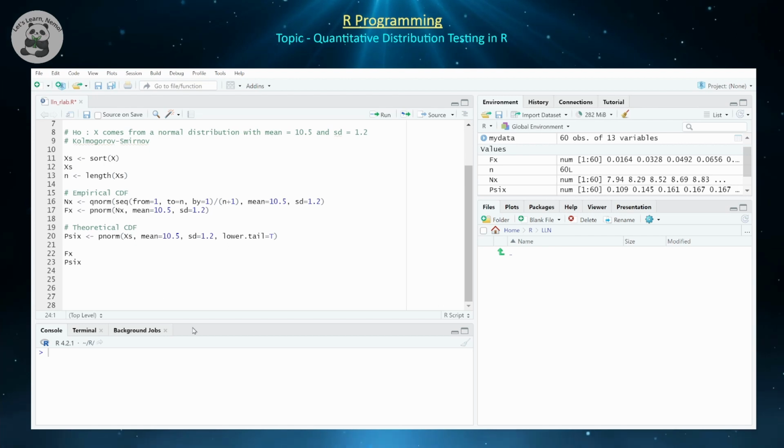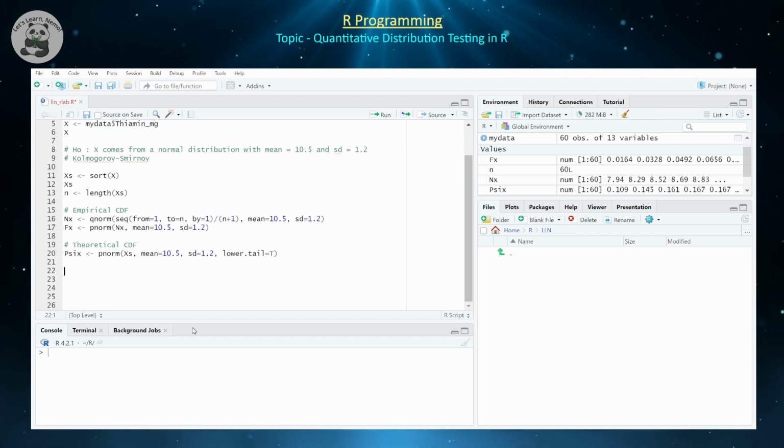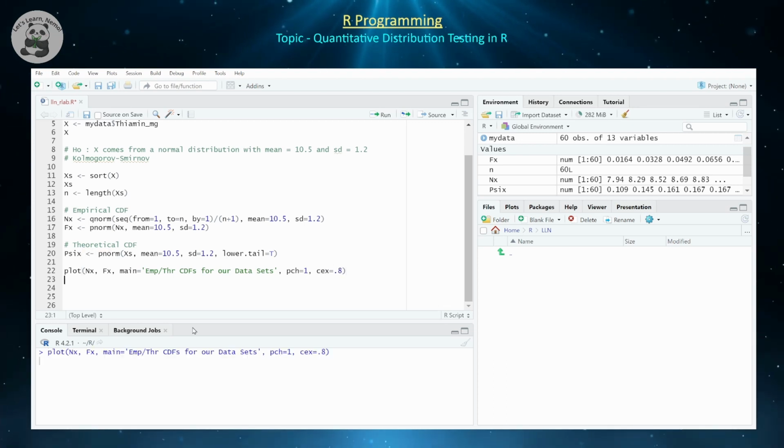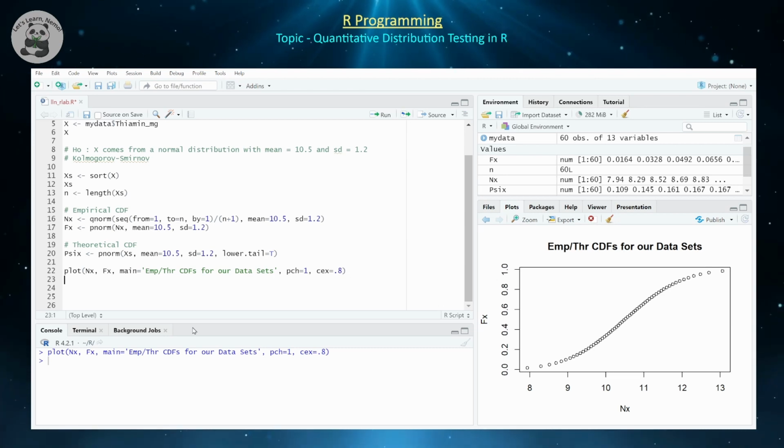So what I want to go ahead and do now is generate a graphical display of what we're looking at here. I'm going to plot our normally distributed data set, nx, and their associated CDF values. Let's give this a nice title: our empirical and our theoretical CDFs for our data sets. pch equal to 1 is just going to be that open circle, and cex equal to 0.8 is just going to be that size. That gives us our empirical distribution. This is the distribution that we would like our data set to follow if it was truly normally distributed with that particular sample size.